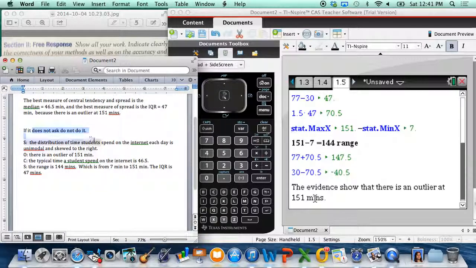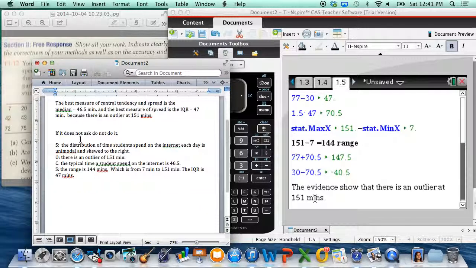If it doesn't ask to describe the distribution, don't do it. In this particular problem, it did not ask us to describe it. So you shouldn't do it if you're not asked. But let's go over it anyway. Why? You're not going to get any extra credit for answering questions that weren't asked, from me or from the AP exam.